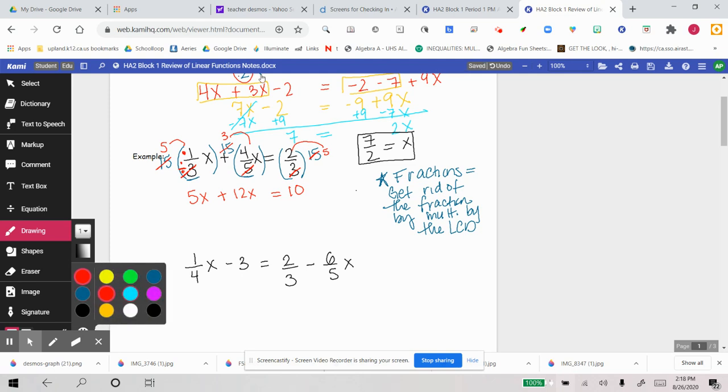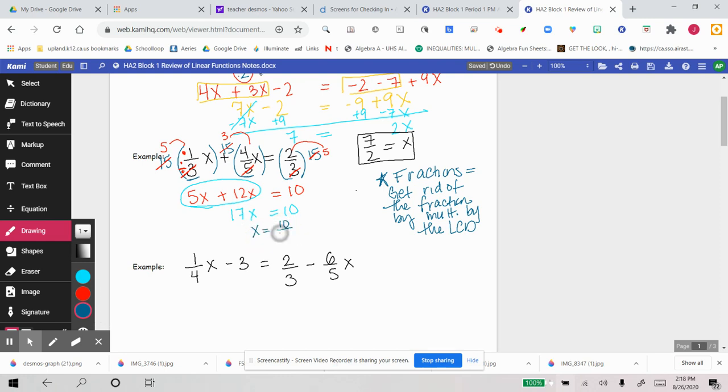Then you're going to combine like terms by adding and subtracting. I can combine both of those because they're x's. So we get 17x equals 10. And when I solve for x, I'm going to divide by 17. So x equals 10 over 17. Again, just make sure it's a reduced fraction.